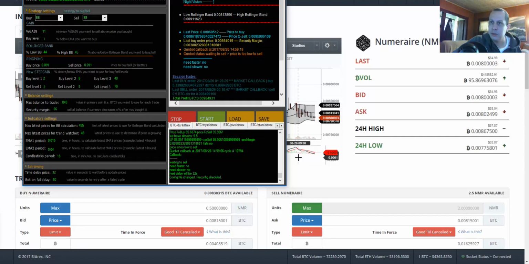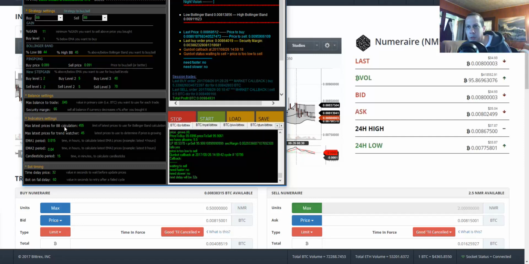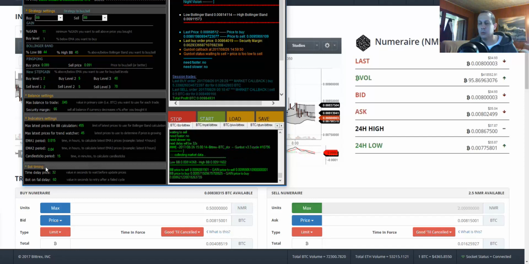I'll turn these max latest prices for BB calculation up for a better idea of where the bands are. It does say where the bot is calculating your bands. There's some very good information here. If you read everything in here, it tells you your last buy order, its status, that it's waiting to sell, and that the price is too low. It'll tell you if it needs to be faster or slower, and it will speed up or slow down in relation to your bot timing down here, your time delay. Be careful not to set this too low, especially if you're running a lot of coins.